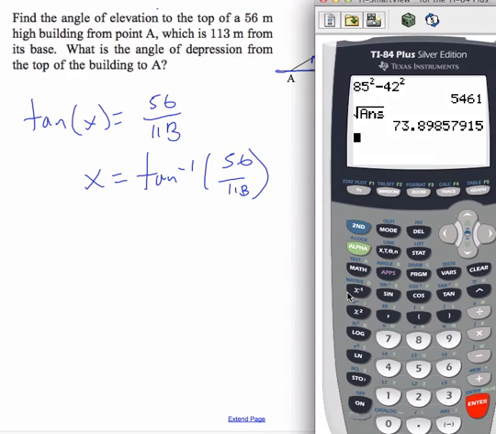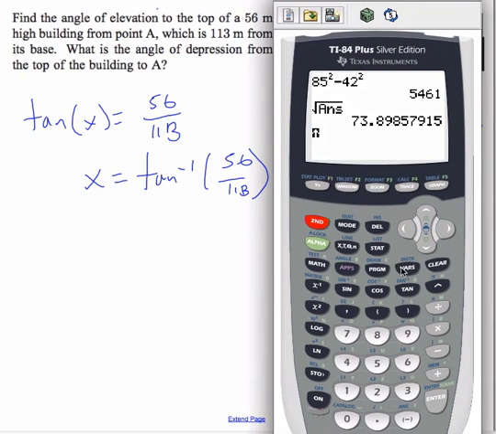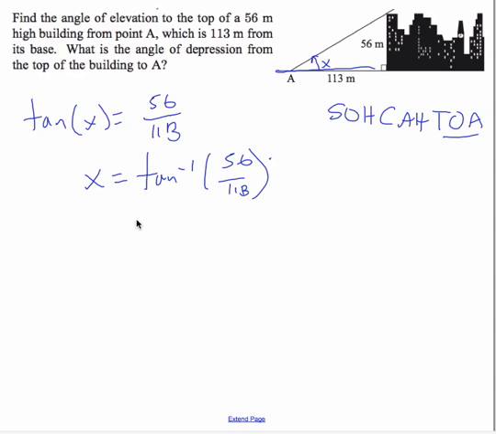And I'll do that in the calculator. Second function, tan, 56 out of 113. And we get 23.6. So that's approximately 23.6 degrees.